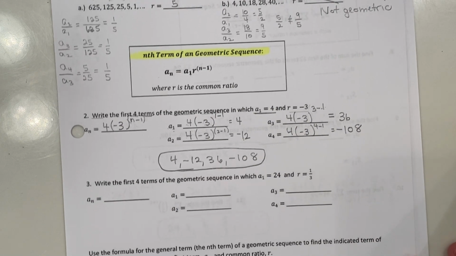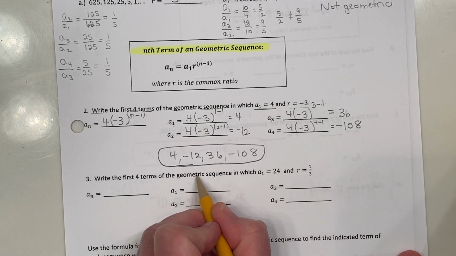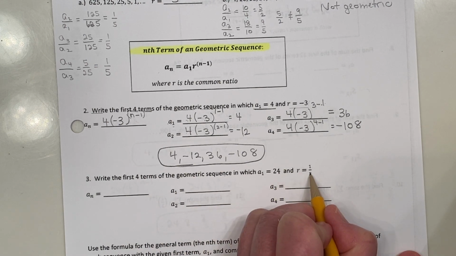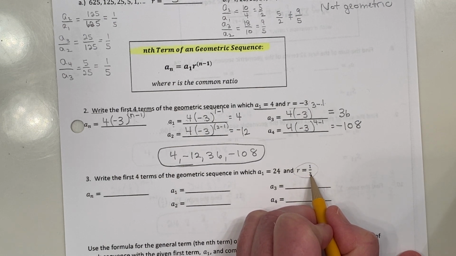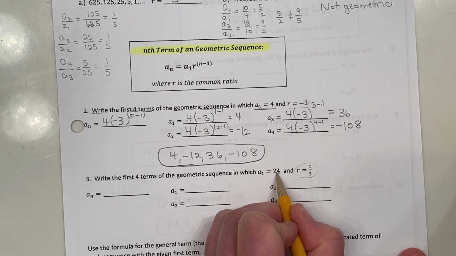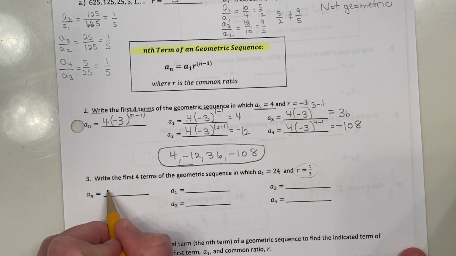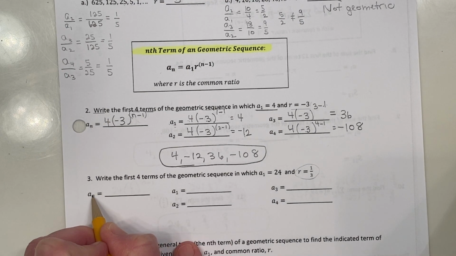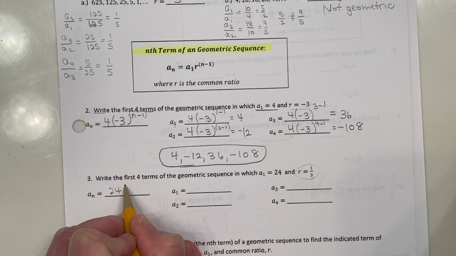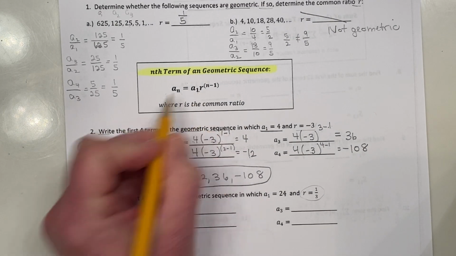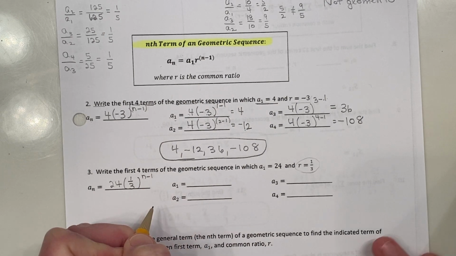All right, example 3, write the first 4 terms of this geometric sequence. Here's the first term. The common ratio is a third. Because the common ratio is a number less than 1, that means that the values of all our terms are going to get smaller and smaller and smaller. So what's the formula customized? A sub n. What's the first term? 24 times the common ratio, 1/3, to the n minus 1, with or without parentheses.